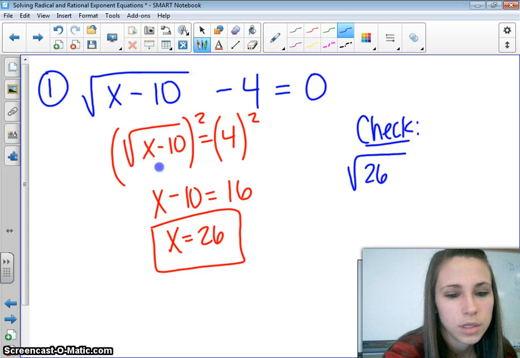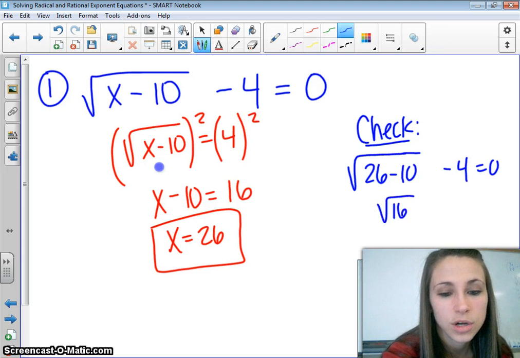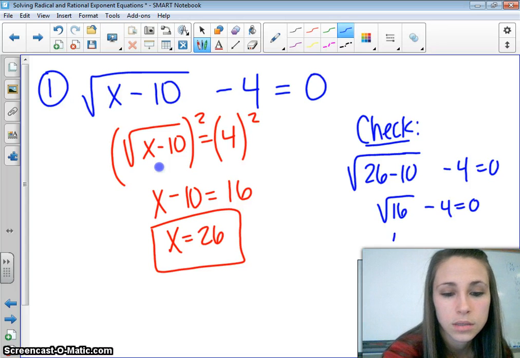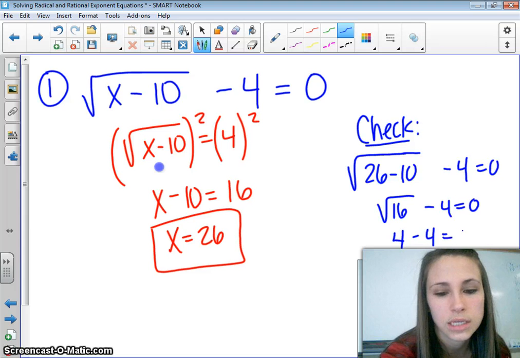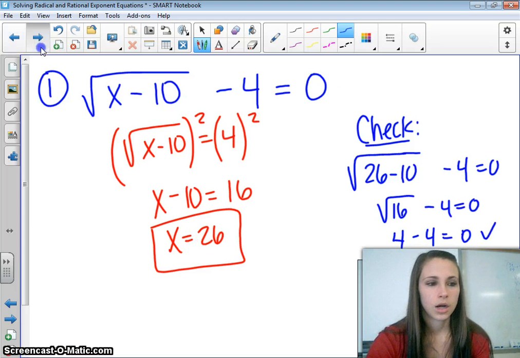So I'm going to plug in 26. So the square root of 26 minus 10, and then minus 4 equals 0. 26 minus 10 is going to be the square root of 16. And so the square root of 16 is going to be 4 minus 4. So that's going to end up equaling 0. So that works.